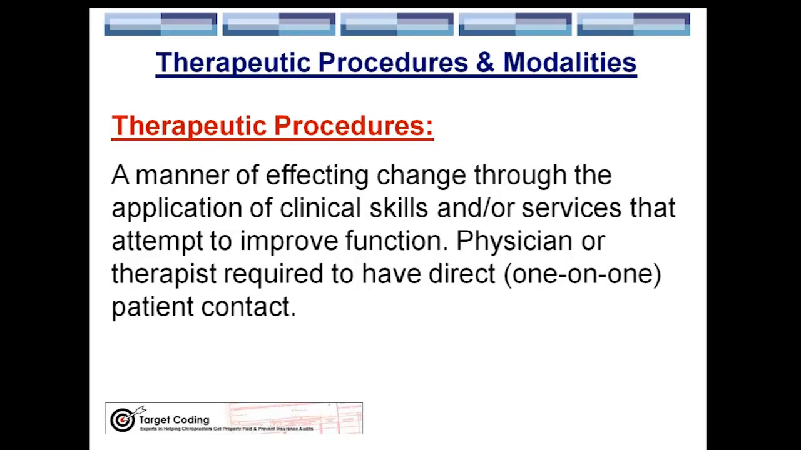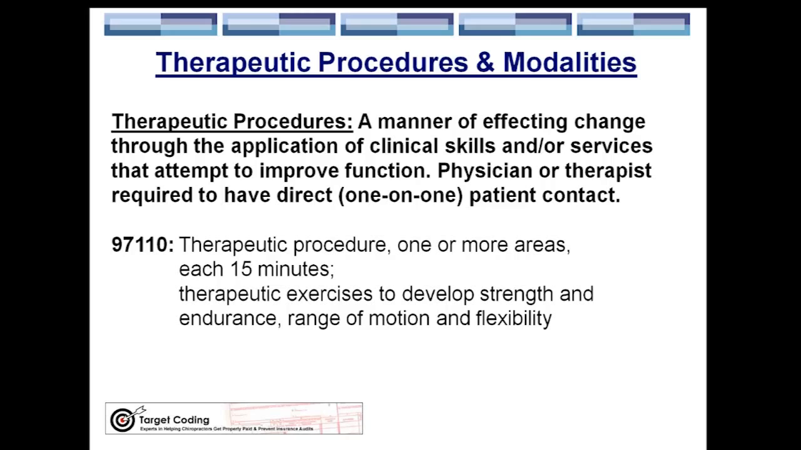So therapeutic procedures are a manner of effecting change through the application of clinical skills and or services that attempt to improve function. So the first one here is 97110, therapeutic exercises. Very good code, very commonly used by chiropractors and physical therapists. The purpose is to increase range of motion and flexibility and strength and endurance. The patient could be doing this in an active situation or active assisted or even a passive approach. These exercises have to show that you're improving range of motion and flexibility.